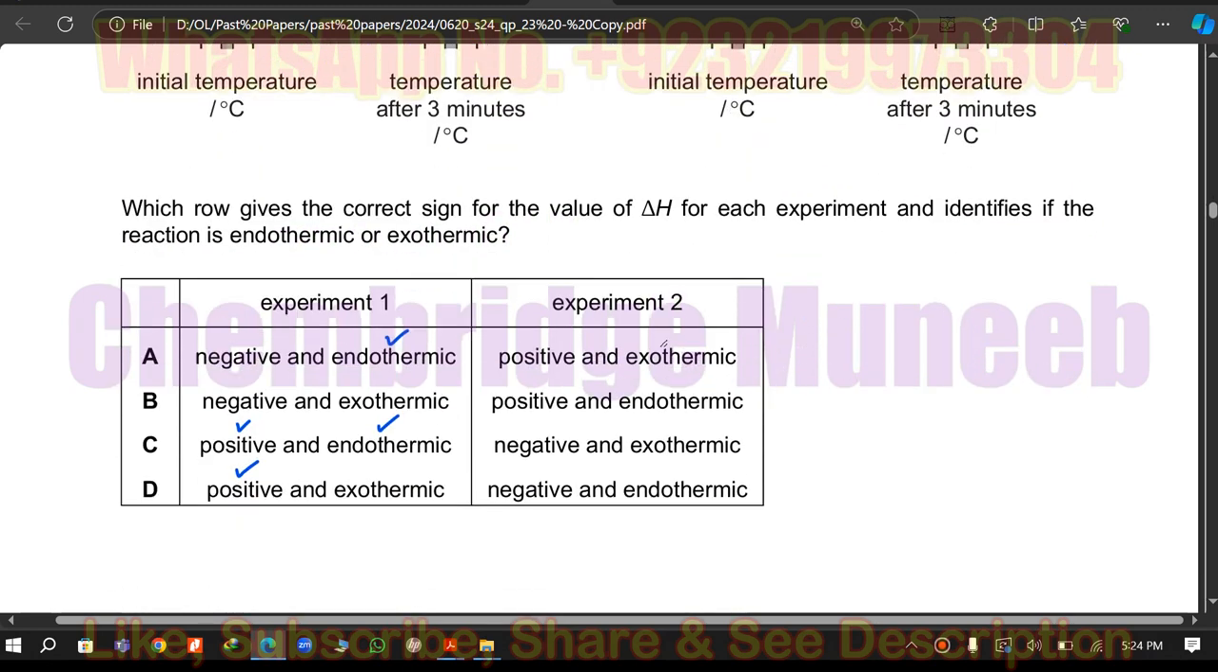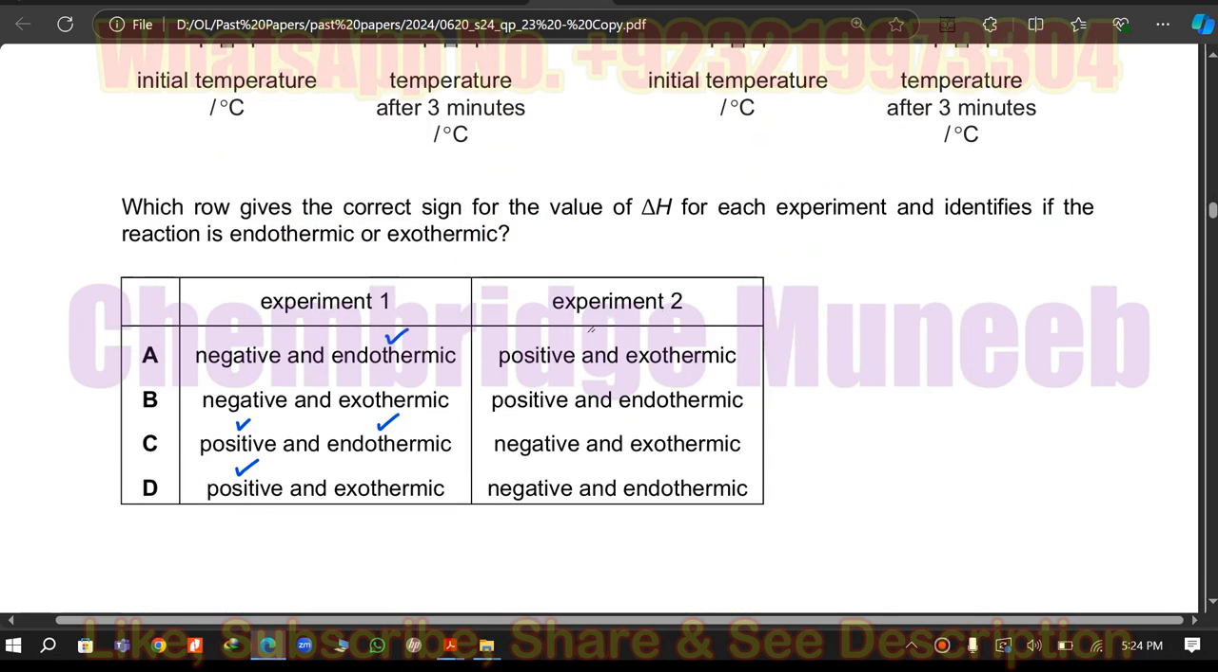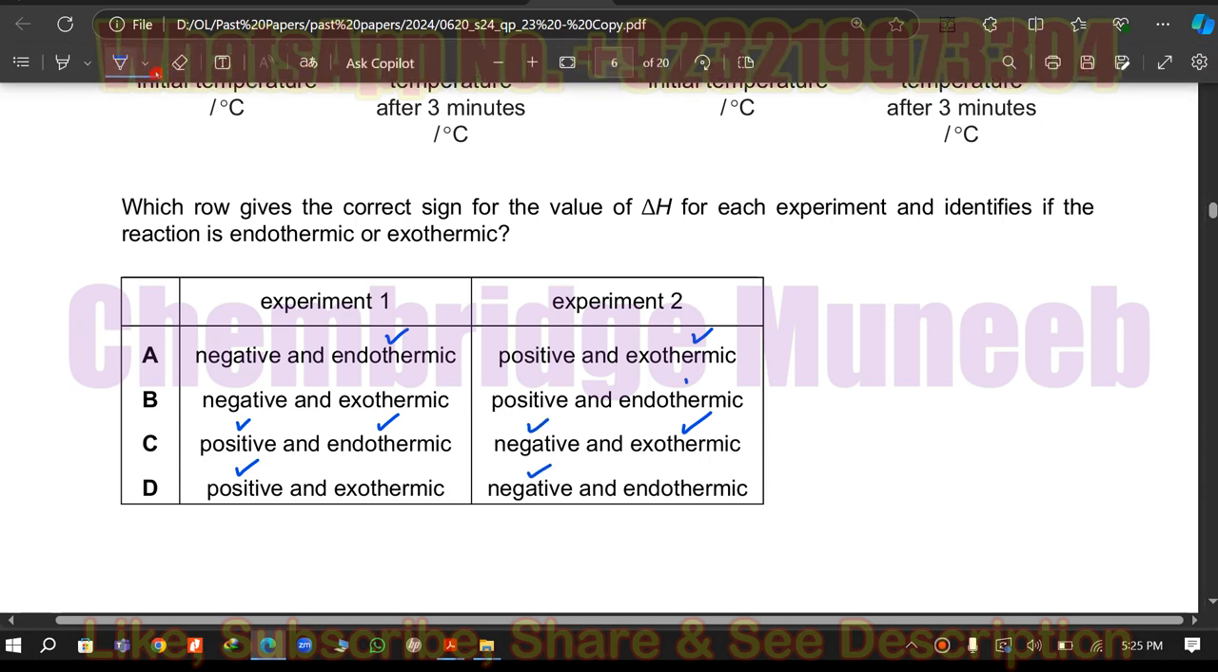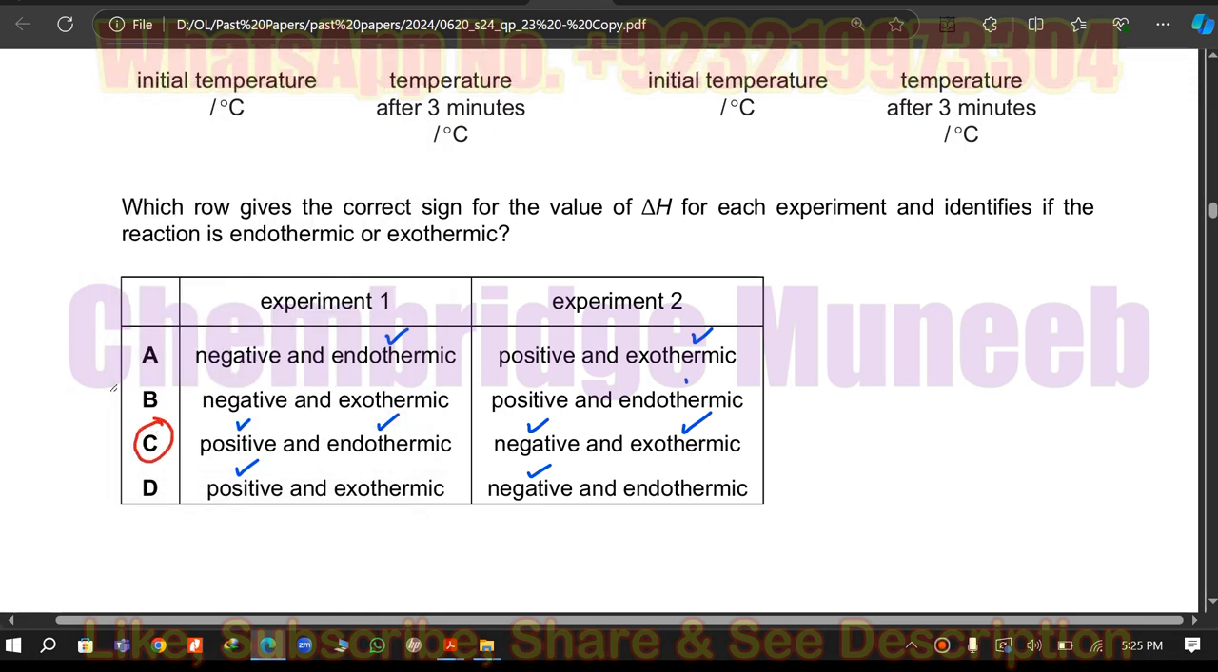Now I have to check this from the column. For experiment number 2, it is an exothermic reaction and the value should be negative. Delta H value should be negative. So I can clearly see that option C indicates all the ticks here. So the right option is C.